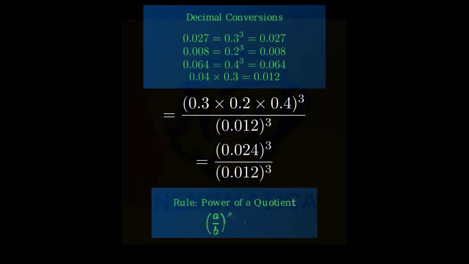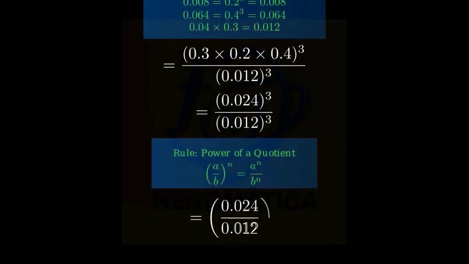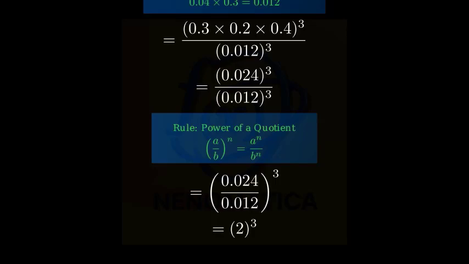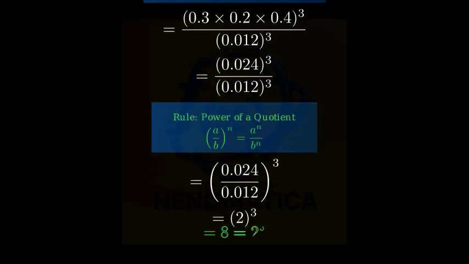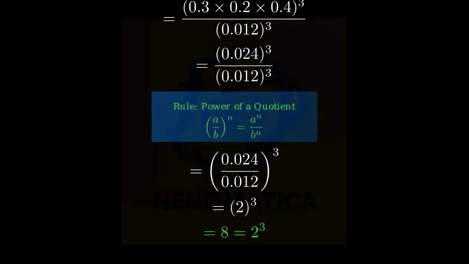Now, we can simplify the fraction by dividing numerator and denominator. We have 0.024 divided by 0.012, which equals 2. Let's calculate the fraction 0.024 divided by 0.012. This equals 2. Finally, we can compute 2 cubed, which equals 8.